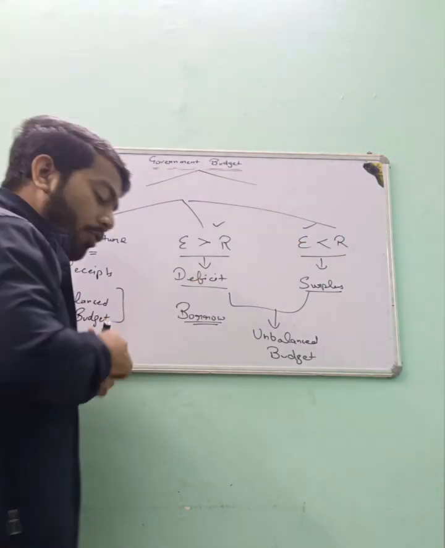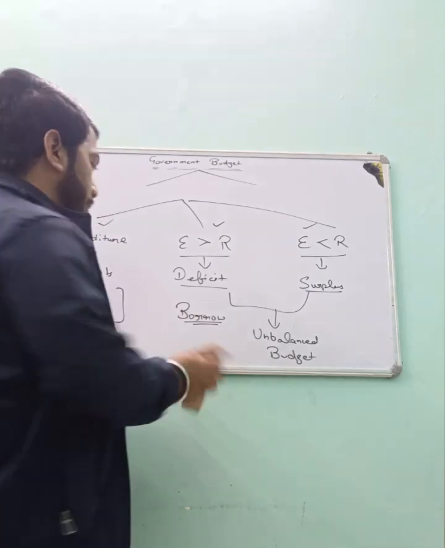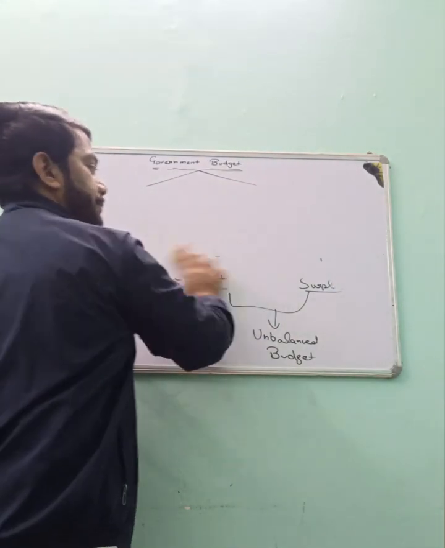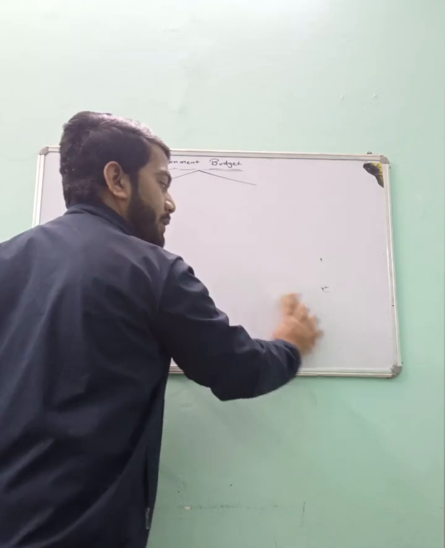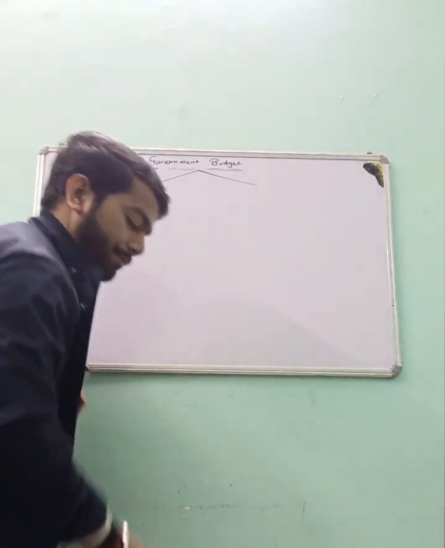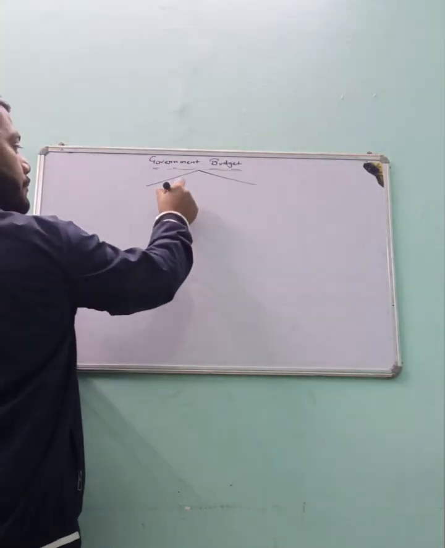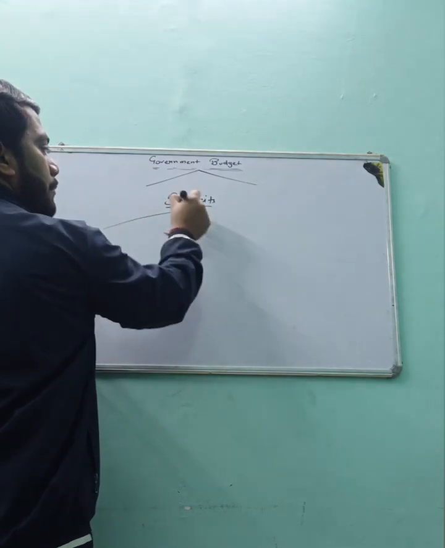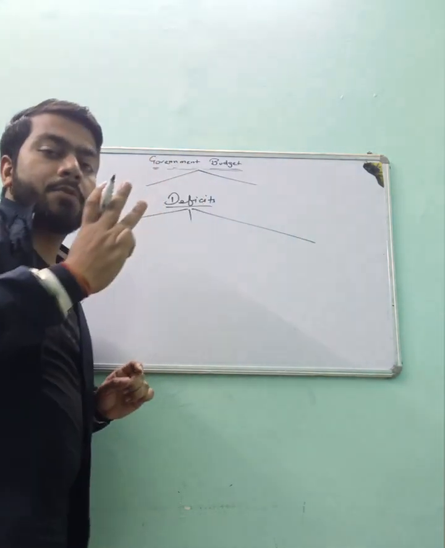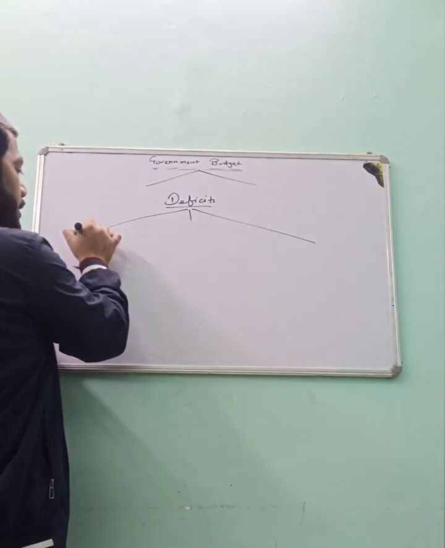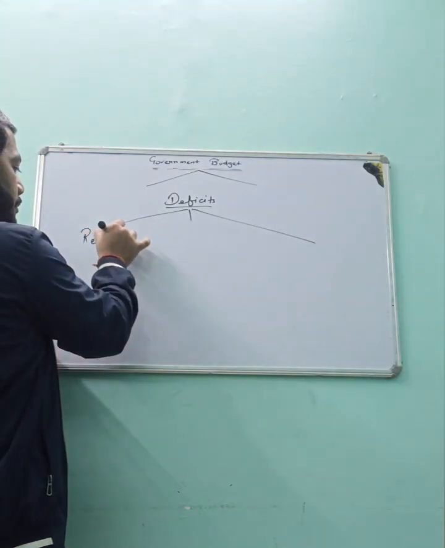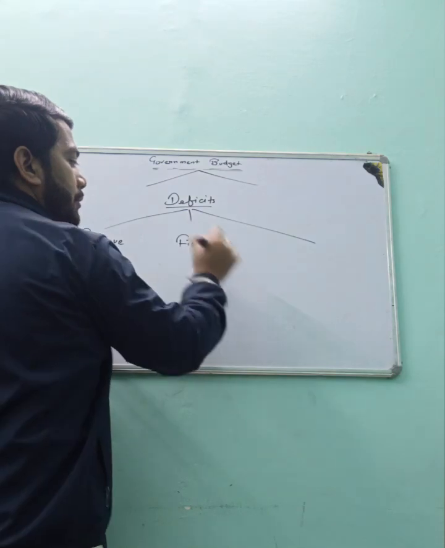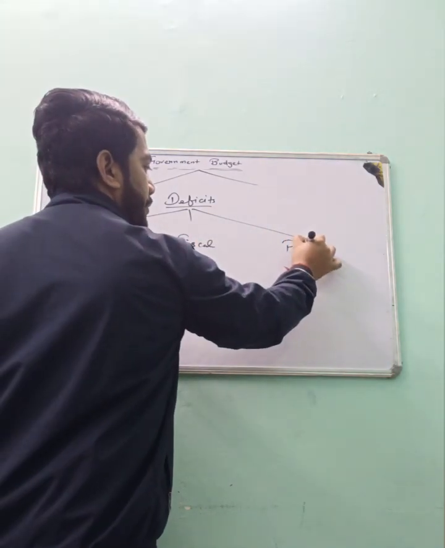So now we'll discuss deficits. There are three types of deficits, and we'll discuss these three types now. First one is revenue deficit. Second is fiscal deficit. And third is primary deficit.